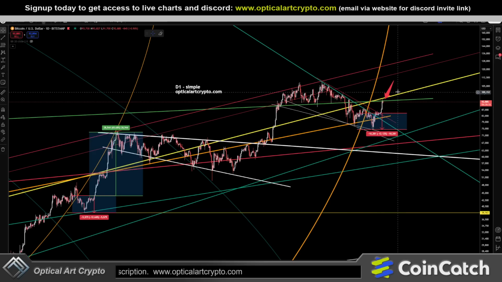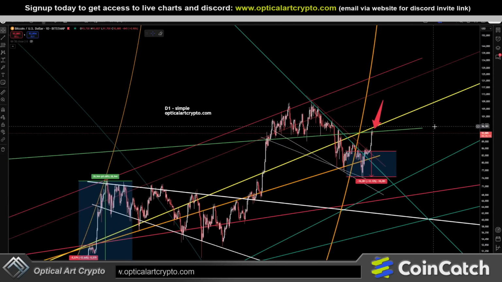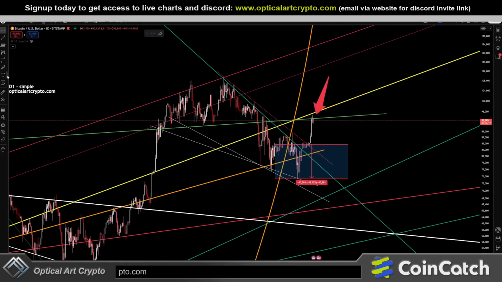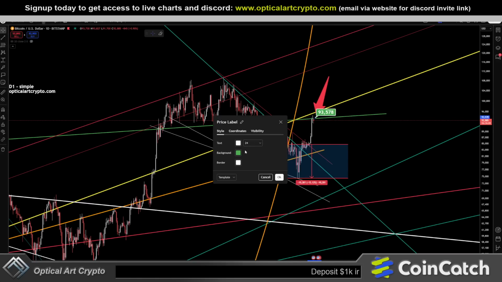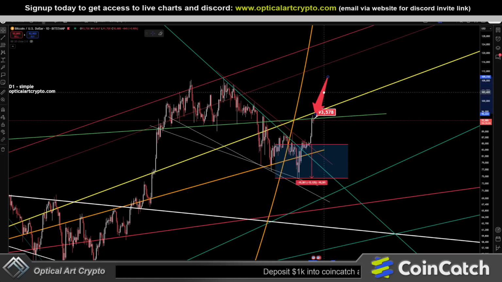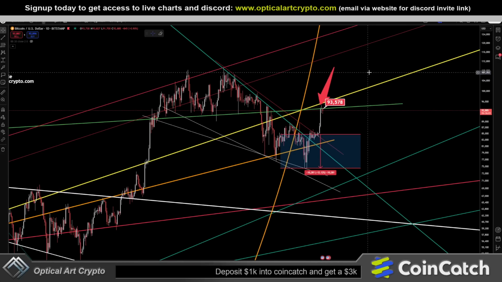So as you can see, we are at this point right now. Let me zoom in here, and you can see that price label. And I told you this was kind of a horizontal, if you did watch the last video. So right now we are teetering at 93,578. So now I did open a short here, and I posted this in Discord. But if we get above this, we can go much higher.